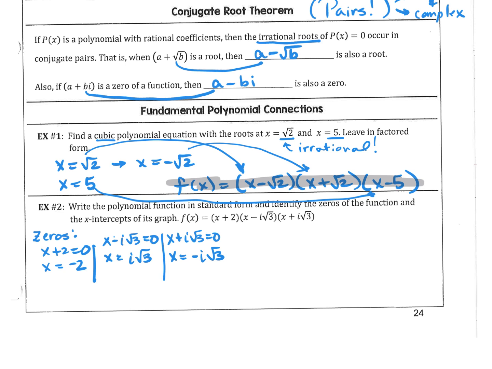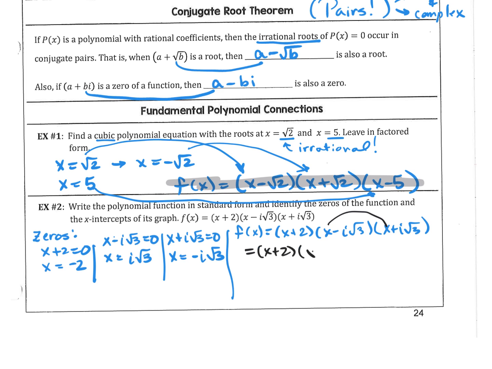Okay, now let's figure out what the standard form is. Standard form just says multiply it all together. So we're going to say f of x is equal to x plus 2, x minus i root 3, x plus i root 3, and I'm just going to FOIL these last two. So I'm going to FOIL this, and I'm going to say x times x. I'm going to save the x plus 2 to the very end, because it's easy. So x times x is x squared. Then we have this guy, which is plus x i root 3.